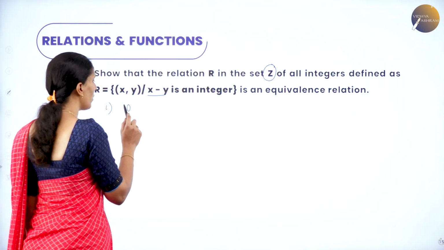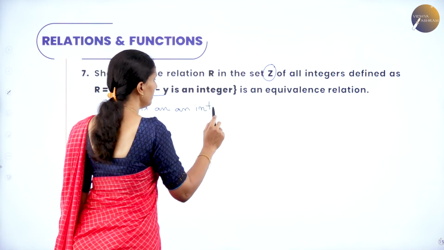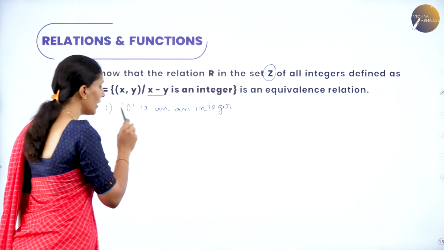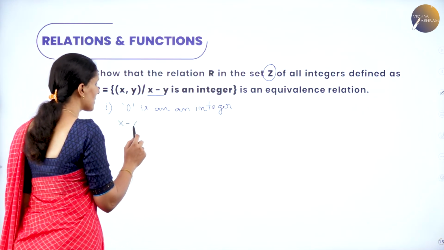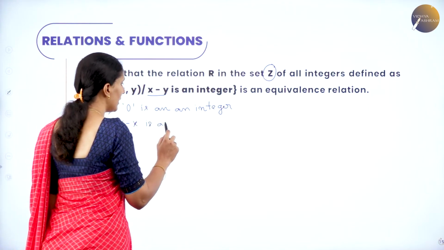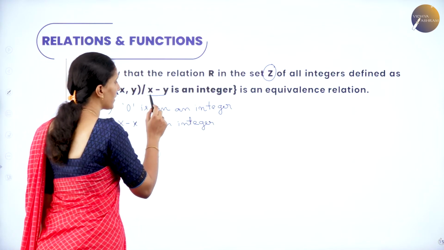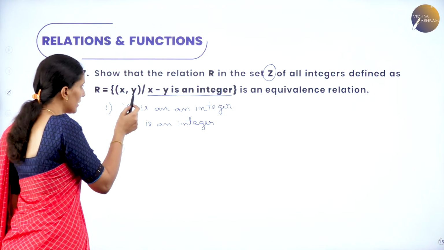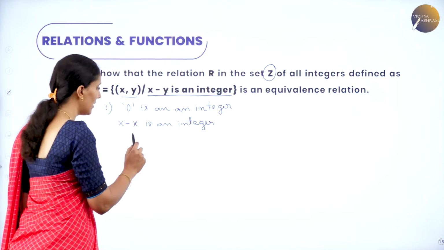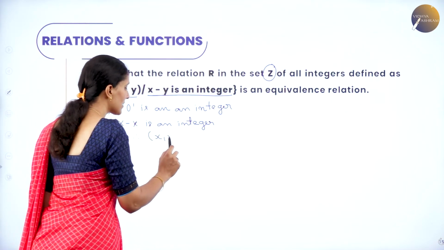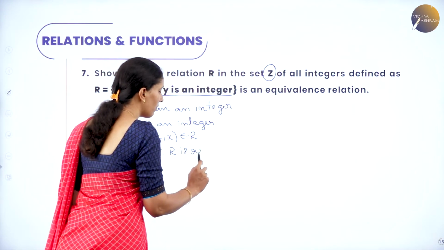We know that 0 is an integer. How will we get 0? Only when you subtract a number from itself. That means x minus x is an integer. See, what is the condition given? If x minus y is an integer, then (x, y) belongs to R. Therefore, x minus x is an integer. Then what does it say? (x, x) belongs to R. So therefore, what can I conclude? R is reflexive.